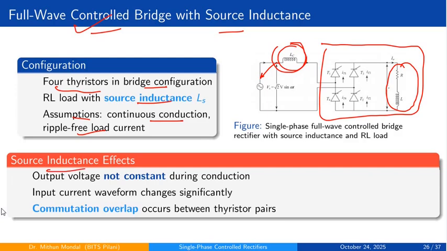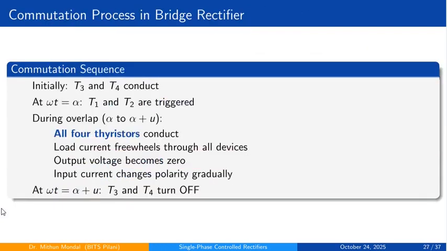What is the effect of the source inductance? The output voltage is not constant during the conduction period. The input current waveform will change significantly, and the commutation overlap will occur between the thyristor pairs. So with the source inductance, the commutation overlap generally takes place while the thyristors are conducting.